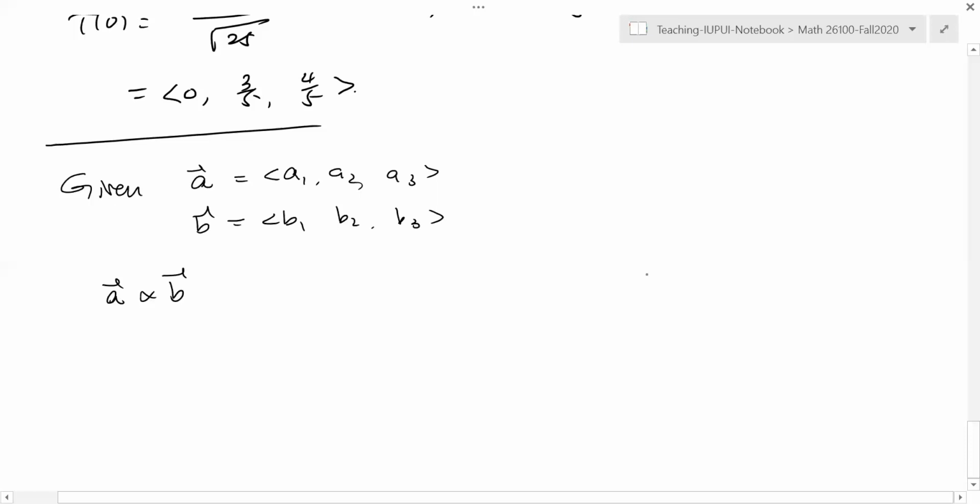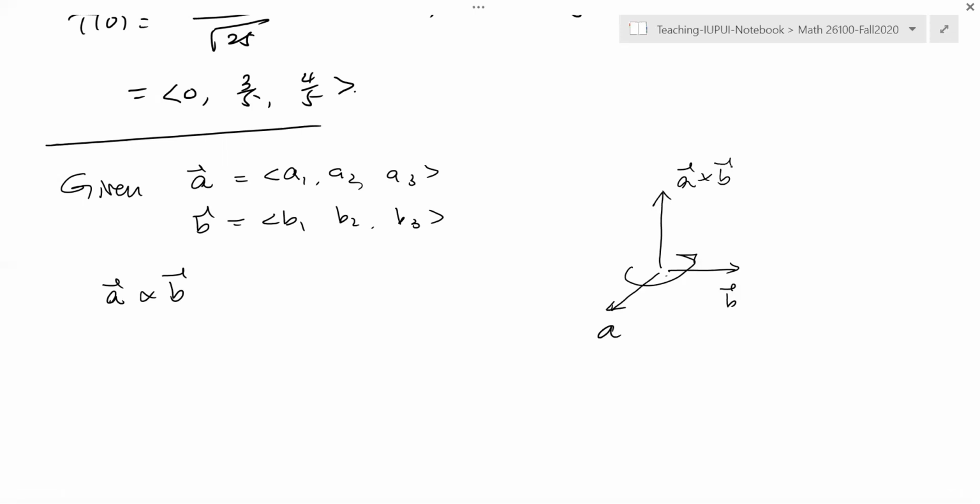How do you understand that vector? Here's A, here's B. To get the vector, you use the right hand, rotating from A to B, and this is going to be the vector. This is how we define it. Then all you need to know is what is the length of that.